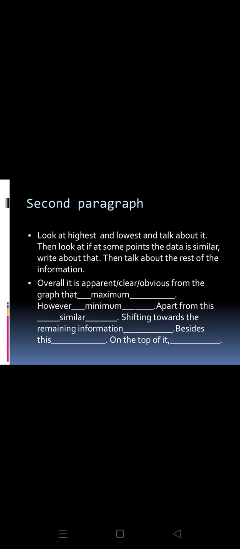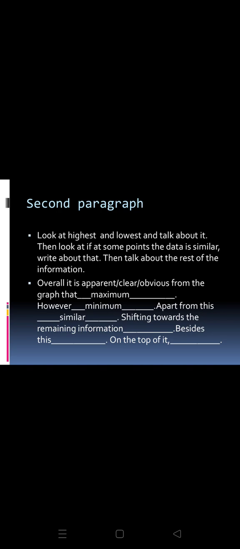Now in second paragraph, you need to look at the highest and lowest points and talk about it. Then look at if some points of the data are similar, write about that. Then talk about the rest of the information. That's very simple. Highest, then lowest, then similar points, and then rest of them. This pattern, if you follow, you will always remember. So you can put it in this way.